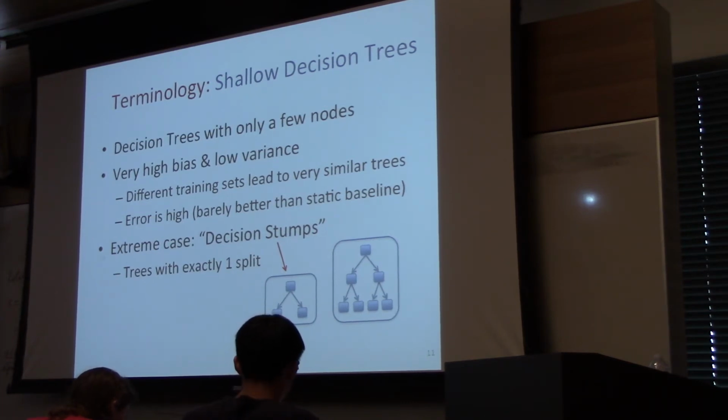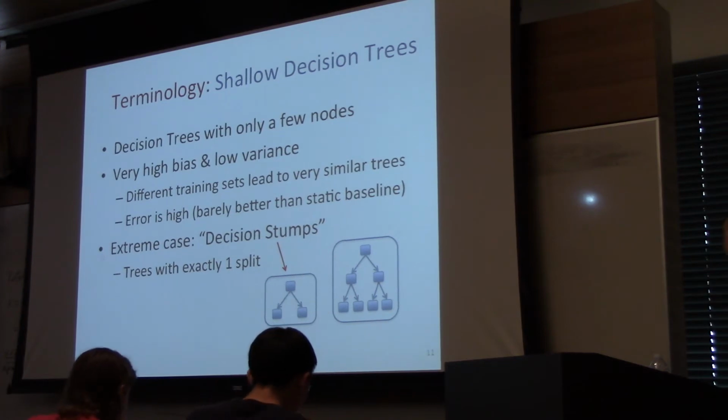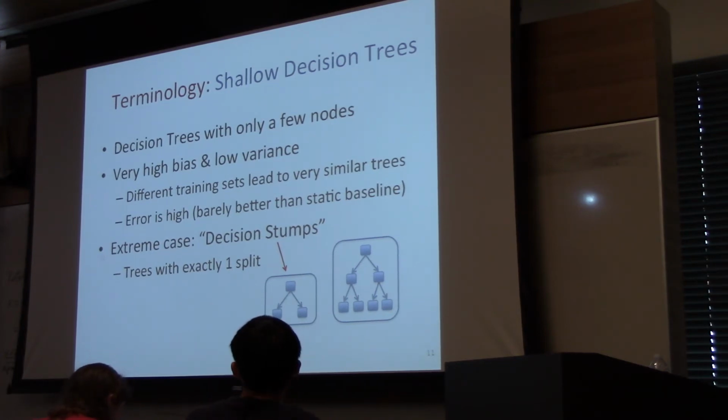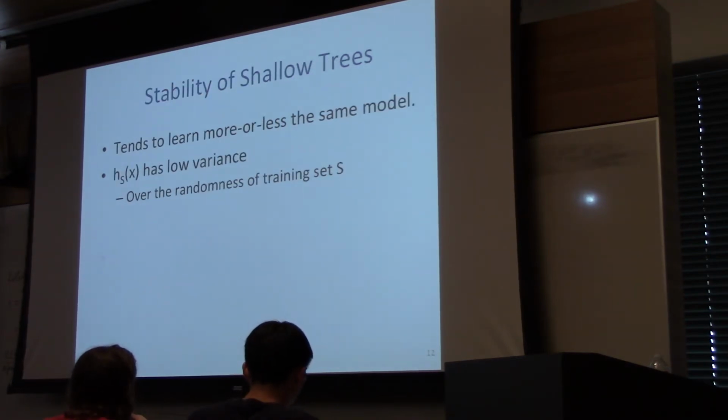What are decision stumps? Well, they're essentially just linear models on one feature, right? So this is a very high bias, low variance model class. If you were to sample different training sets from the test distribution, it will basically lead to very similar trees, and the error is pretty high, often barely better than random guessing. So they're stable, and tend to more or less learn the same model, even if you have random repeated samples from the training set. It's therefore low variance over the randomness of the training set.